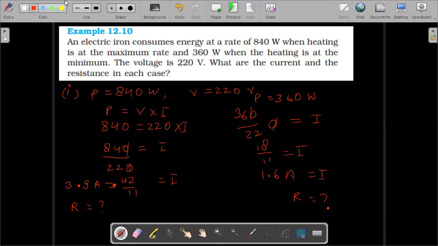Sir, for the second case, I got resistance as 134.4 ohms. Resistance says 134.4 ohms. Okay, so you will get it for the second case. Yes, sir. V is 220, so you got 220 times 220 divided by the power, which is 360.